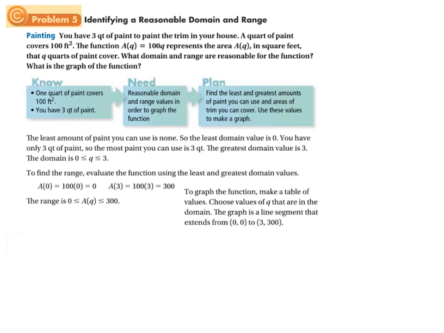So what can we do? Well, the least we could use is none, obviously. So q, the number of quarts we use, could be 0 or greater than 0. Okay, and you only have 3 quarts of paint, so the most you can use is 3, but you could use 3, so the number of quarts you use has to be less than or equal to 3. So this is what you get for the domain. And you can see that since it's a whole span of numbers, you write it as an inequality.